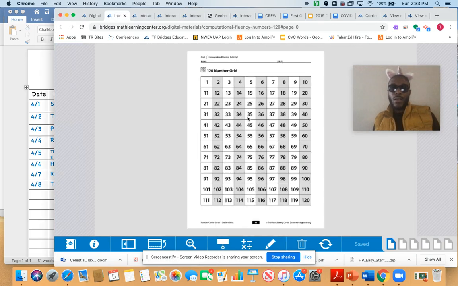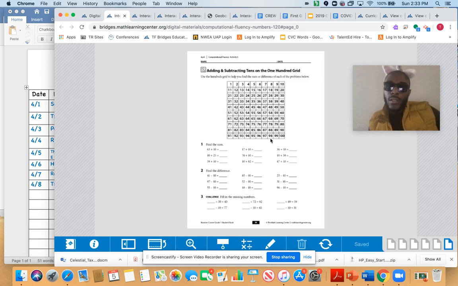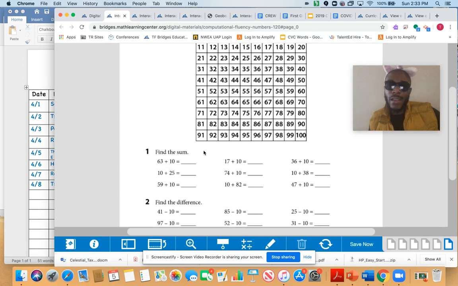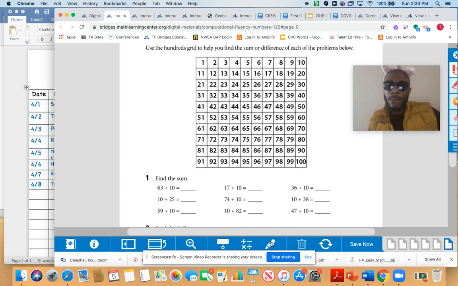All right, friends, now yesterday we were talking about 10 more or 10 less or 1 more or 1 less. So today, friends, we are going to practice adding and subtracting 10s on the 100 grid, which we were doing pretty much yesterday. But this time, you're going to get an opportunity to do this sheet on your own at home. So my first one, let's look at this first one here. I'm going to zoom in so you can see. So my first one says, find the sum, 63 plus 10. So the first thing I'm going to do is I'm going to start at what number? 63, the bigger number. I'm going to start at 63.